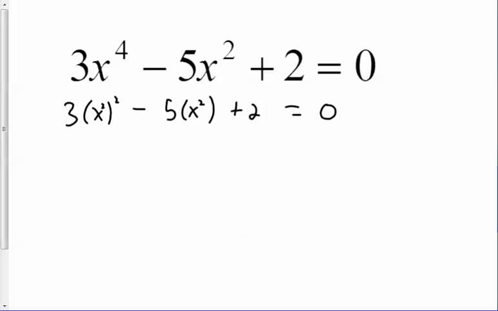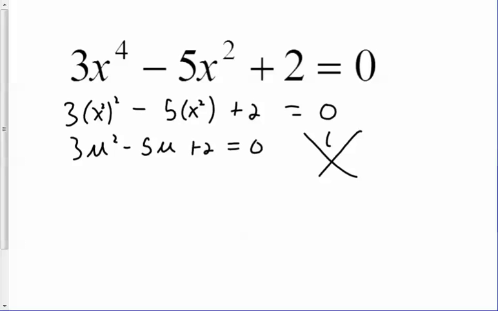So really, if I do this, I'm going to replace the x squared with the letter u. Now I have 3u squared minus 5u plus 2 equals 0. Now let's try to factor this. So I've got a times c, that's 6, and b is negative 5. What are the factors of 6 that add up to negative 5? That's negative 6 and positive 1, right?